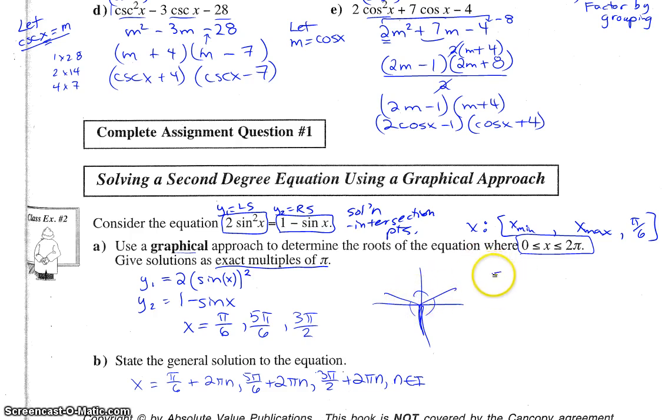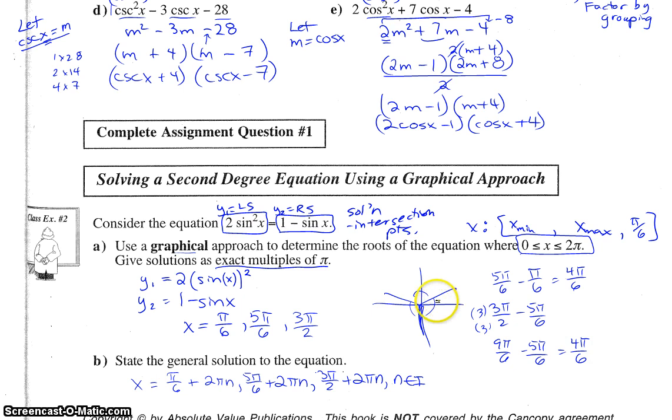I'm looking at this wondering if these are all the same distance apart. Let's try this out. If you go 5 pi over 6 minus pi over 6, figuring out this angle here, we would get 4 pi over 6. Let's try 3 pi over 2 minus 5 pi over 6. We need a common denominator, so multiply this one top and bottom by 3. So 9 pi over 6 minus 5 pi over 6 is 4 pi over 6. Look at that. And of course it's symmetrical, so this one would also be 4 pi over 6, otherwise known as 2 pi over 3.